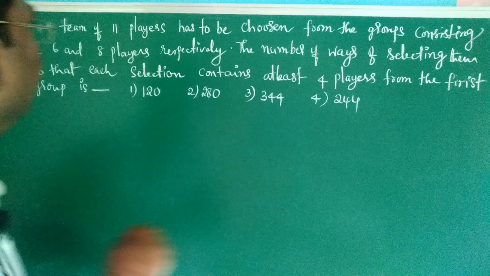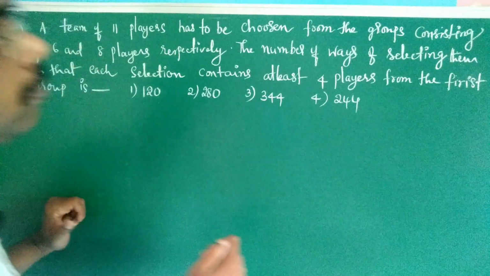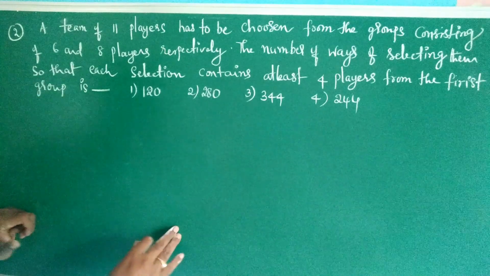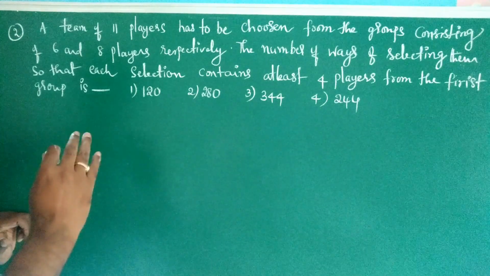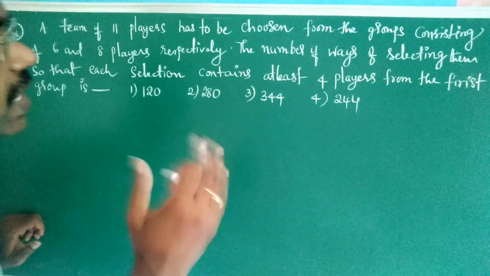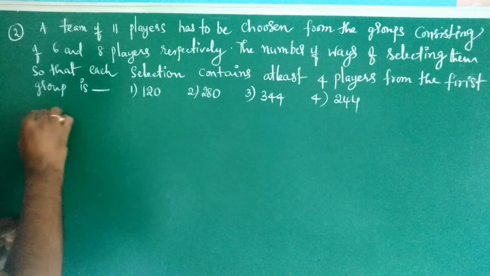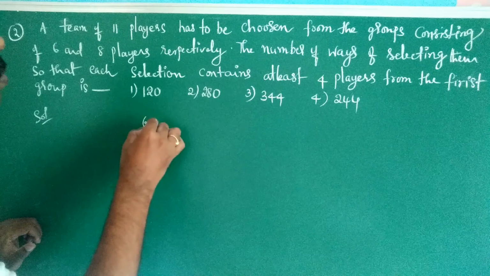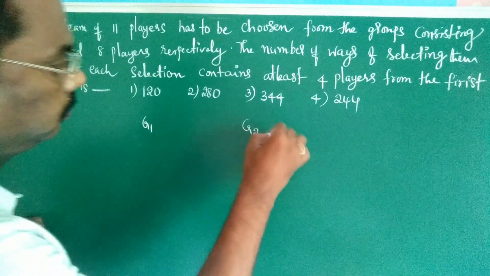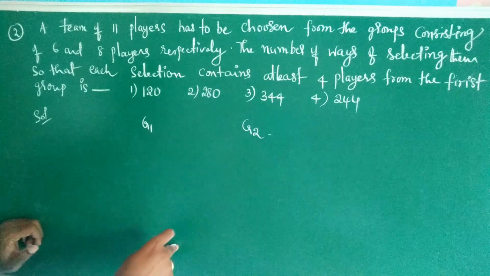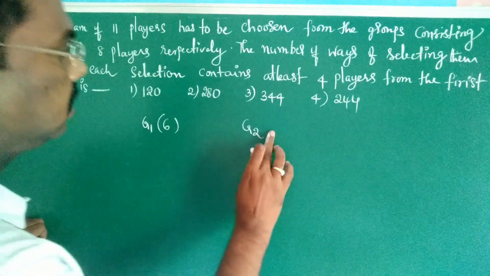Next one: a team of 11 players has to be chosen from the groups containing 6 and 8 players respectively. The number of ways of selecting them such that each selection contains at least 4 players from the first group. Now here 2 groups are there, G1 and G2. Group 1 contains 6 players. Group 2 contains 8 players.